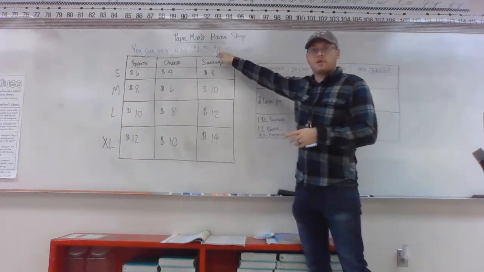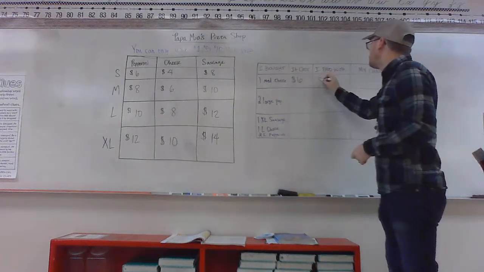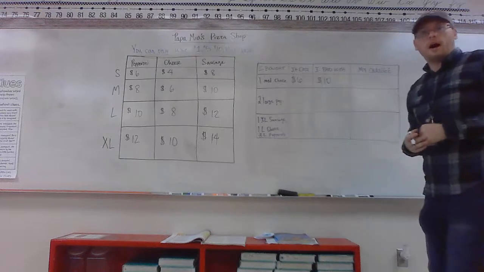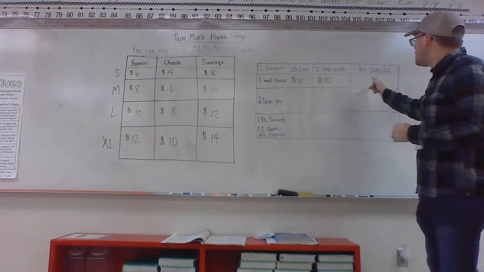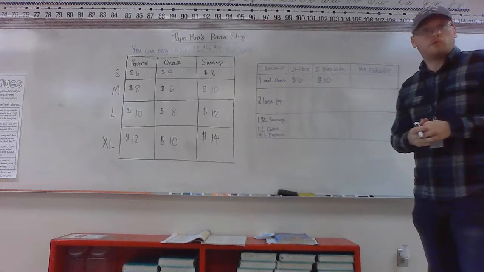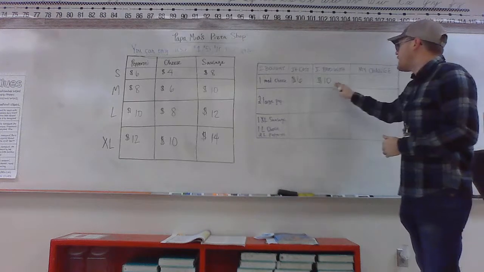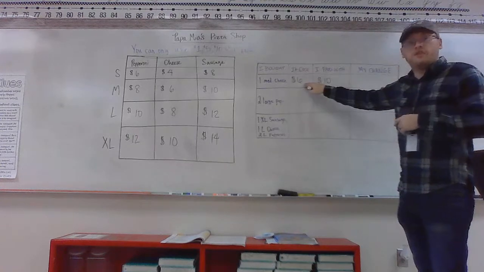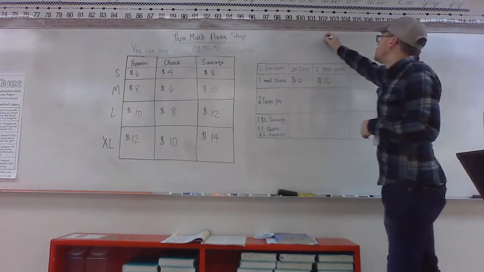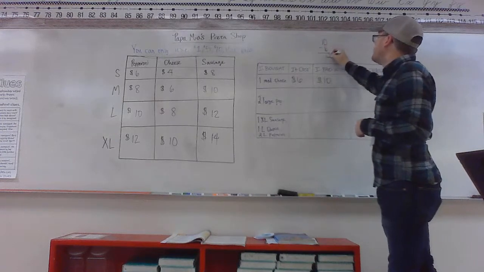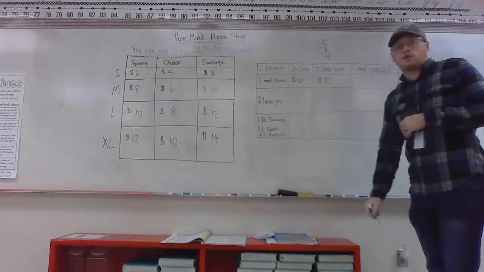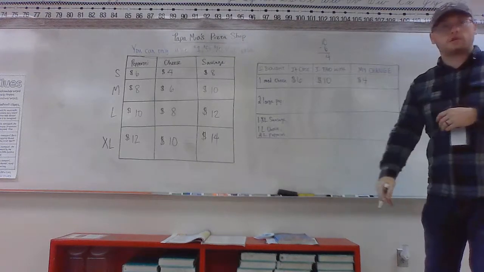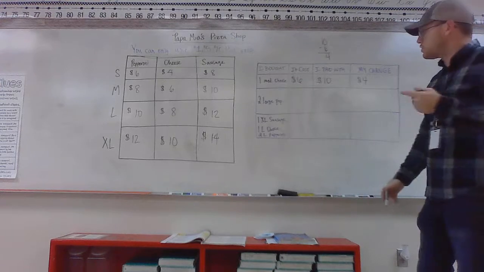which is $10. So I'm going to pay with a $10 bill. Now I need to know how much change I'm getting back. The best way for me to do this is to take this column and subtract it with this column. So I would do 10 minus 6, that equals $4. So over here my change would be $4. Let's do the next one.